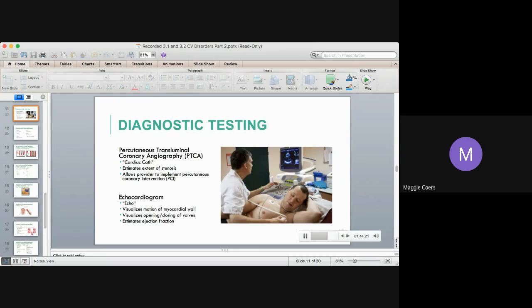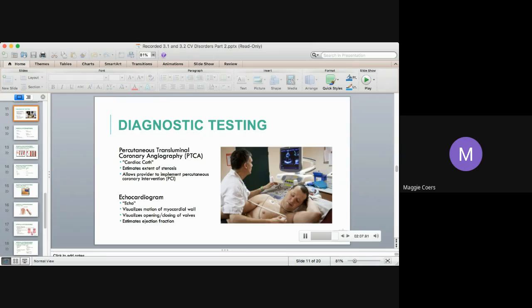We can also do an echocardiogram, and with an echocardiogram, we watch the movement of the heart. If part of the heart is not moving, that tells us that that particular part of the heart cannot contract and is probably dead or has died due to a cardiovascular event or an MI.